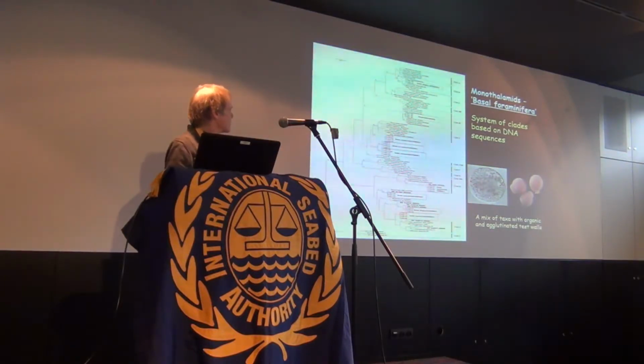Some of these clades include a mixture of taxa with organic and agglutinated test walls. And so this really undermines these two orders, the Allogromiida and the Astrorhizida. So they seem to have no phylogenetic significance because they're just mixed up in these clades.